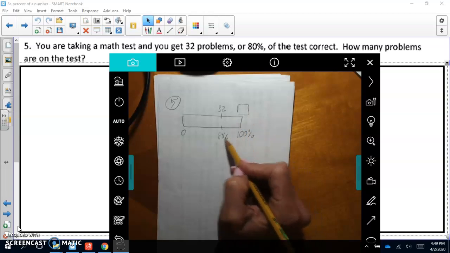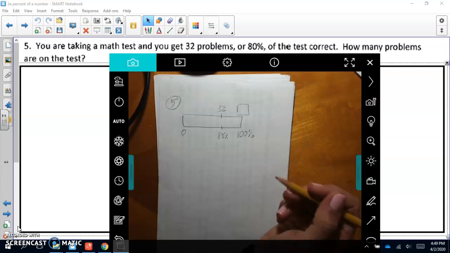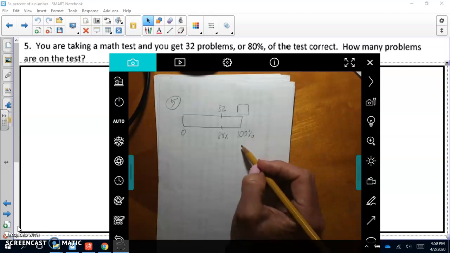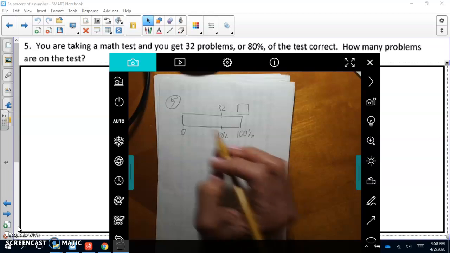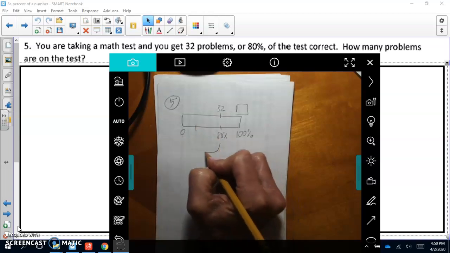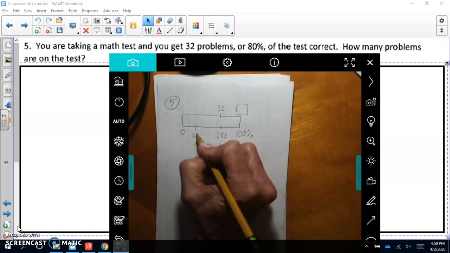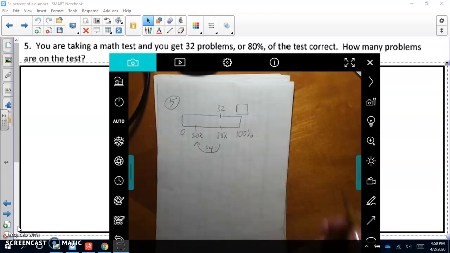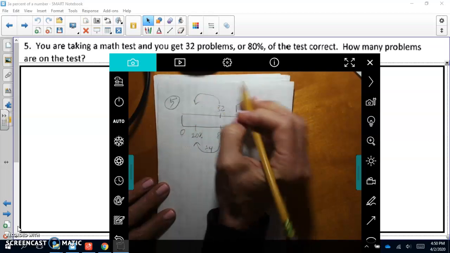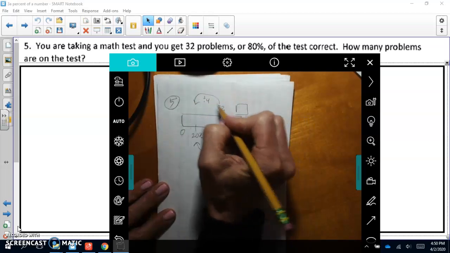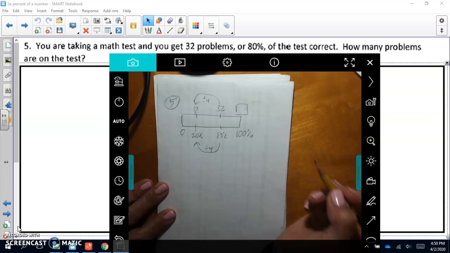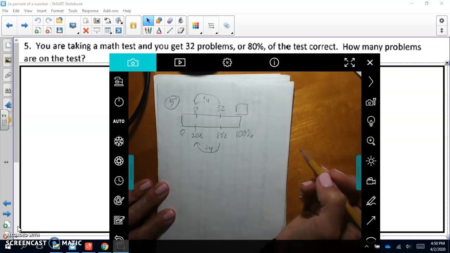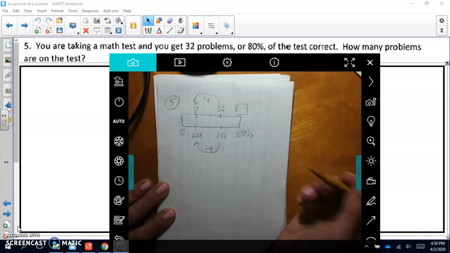So we want to figure out what our greatest common factor is between 80 and 100. And a factor would be 20. So we want to get to 20%, so that means we need to divide by 4 to get to 20%. And if we divide by 4 up here, 32 divided by 4 is 8. So 20% of the questions, 8 of them, is 20%.